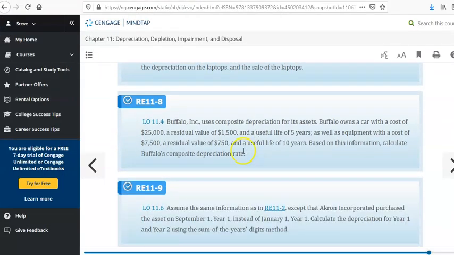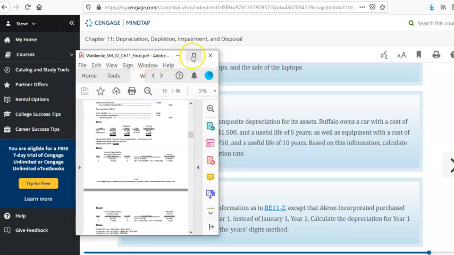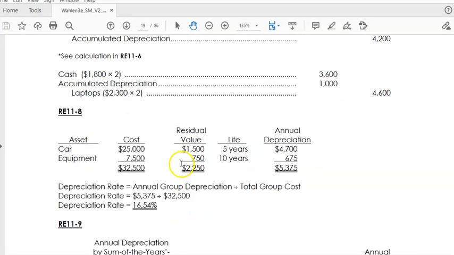So 11-8, Buffalo Inc. uses composite depreciation for its assets. We own a car with a cost of $25, residual value of $15, useful life of 5, as well as equipment with the cost of $75, residual $750, useful life of 10. Calculate their composite depreciation rate. So again, it's just another way to do this. They're just giving us all the examples here of how to do this. So you can see right here what they're doing, just keeping a table: cost, residual, years, cost, residual, years, and now I can go ahead and do it this way.